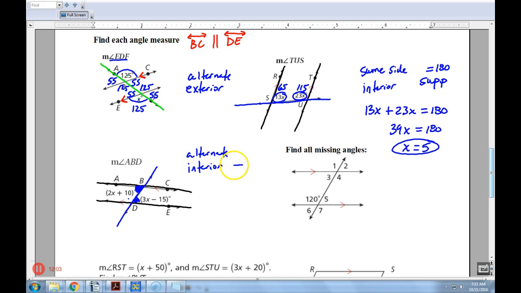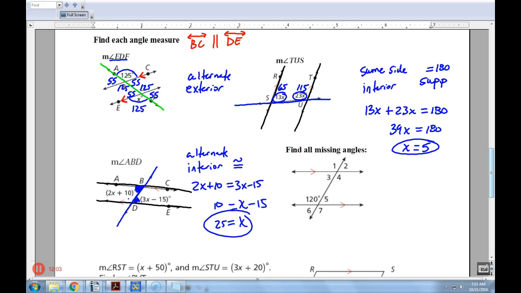Well, alternate interior angles have to be congruent, according to the theorem up above. So I'm going to set these two equal to each other. 2x plus 10 equals 3x minus 15. I'm going to subtract 2x from both sides, and then I'm going to add 15 to both sides. And I get x equals 25.